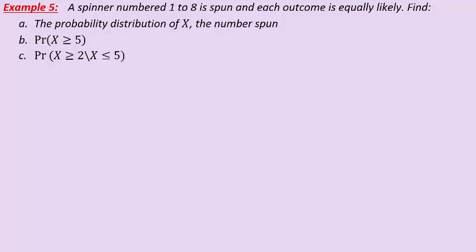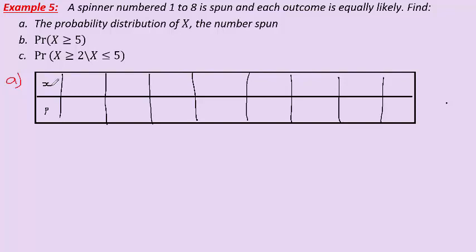Here's a question that asks us about a spinner, and we need to set up a probability distribution, which means we need to set up that table, and it's going to look something like this. So we have a table here. X is my outcome, so the number that comes up on the spinner, and P is my probability.